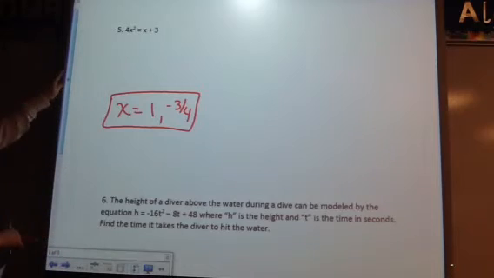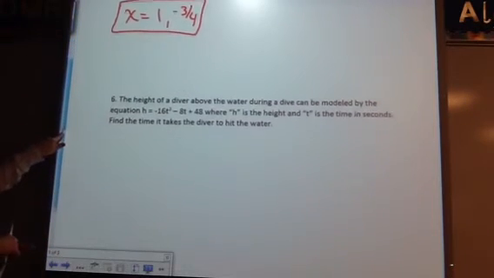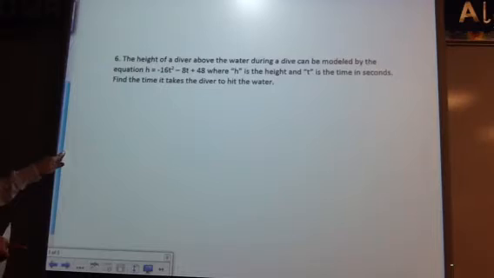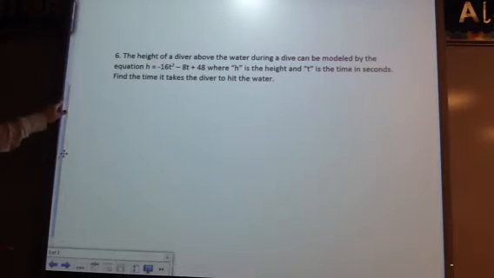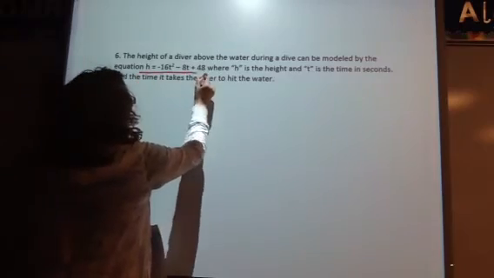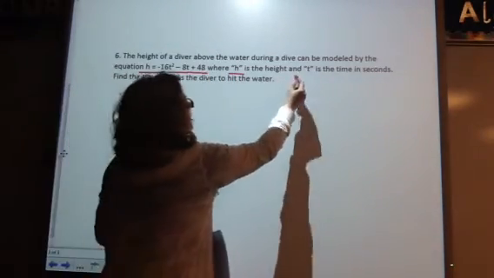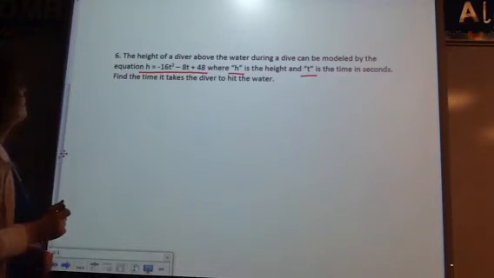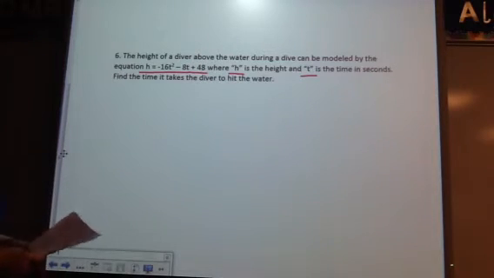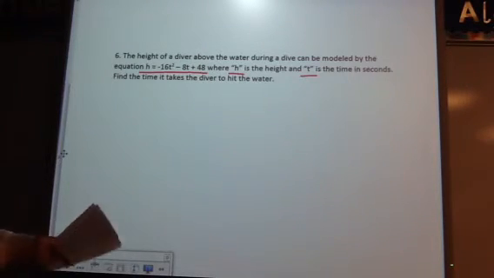All right, so let's skip that for a minute. I do want you to come back to it, and let's look at this applied problem here. Okay, the height of a diver above the water during a dive can be modeled by this equation, where h is the height and t is the time in seconds. Find the time it takes the diver to hit the water. So we're trying to find out what t is.